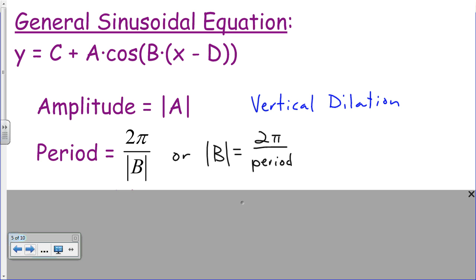Now what the B actually represents, you notice you're multiplying the B times the x minus d there. And so since you're affecting the x value there, that's actually a dilation horizontally. And it's actually the reciprocal of the horizontal dilation.